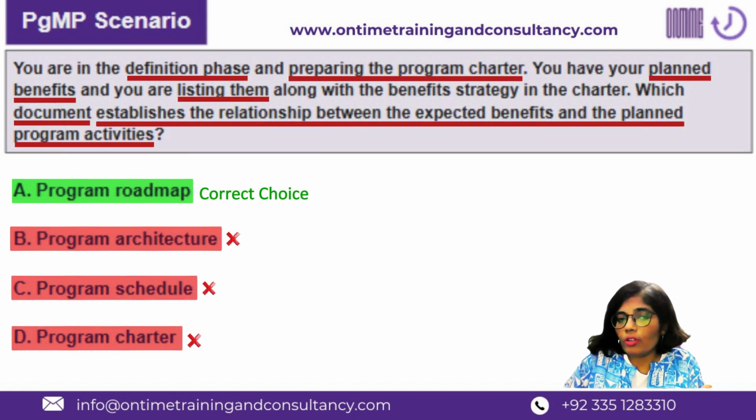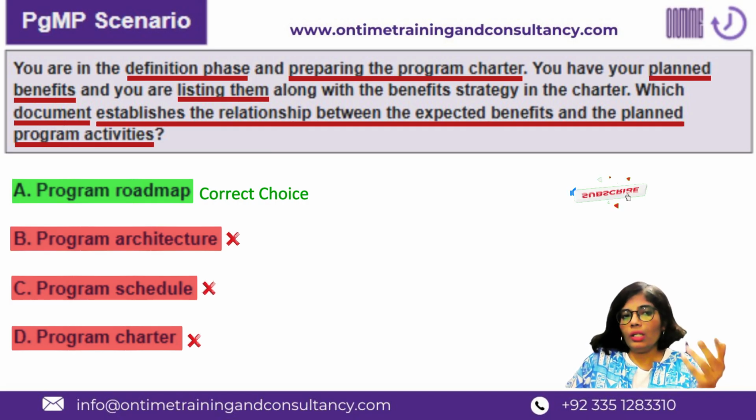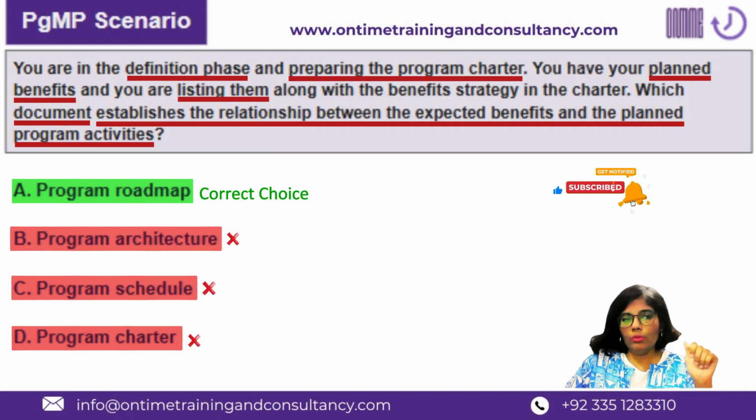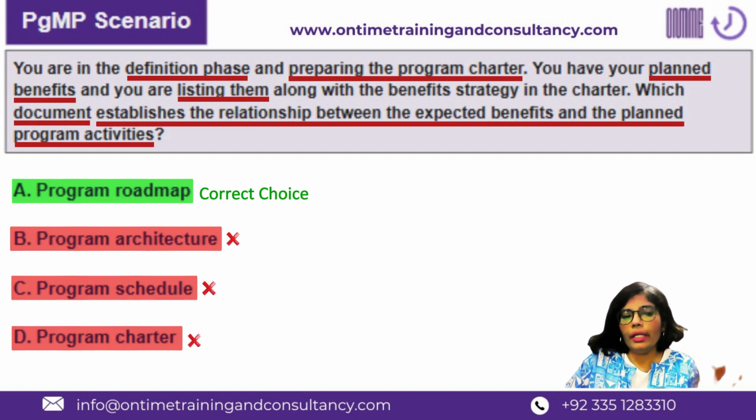It's of course not C because the program schedule technically is not a document. That's one reason. And even if it's a document, it doesn't talk about benefits directly. It talks about activities, deliverables, timelines, predecessor, milestones, everything. But it doesn't talk about the relationship of benefits to the end.